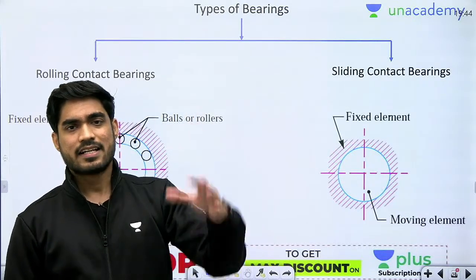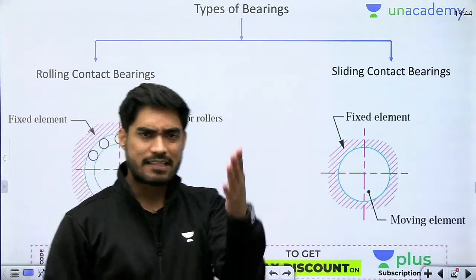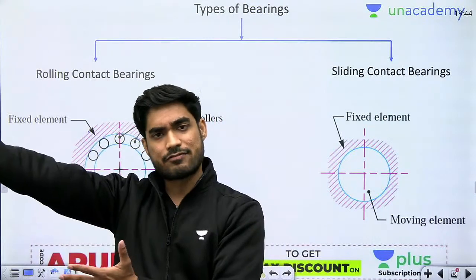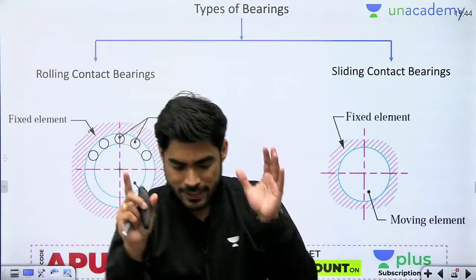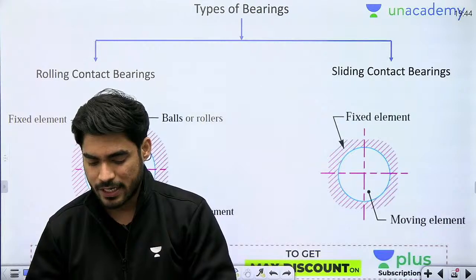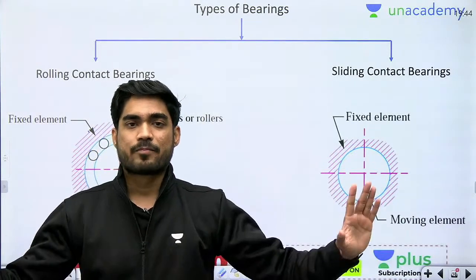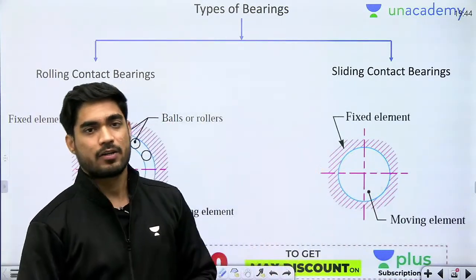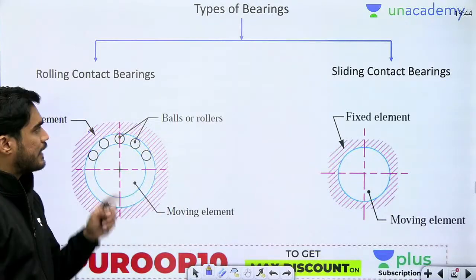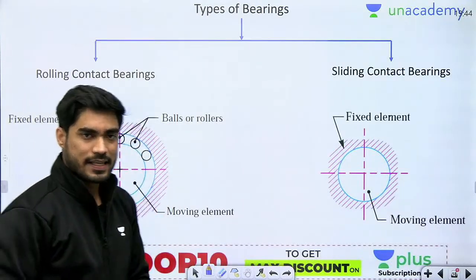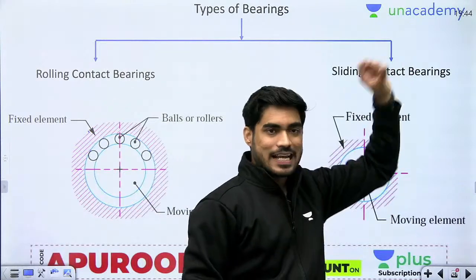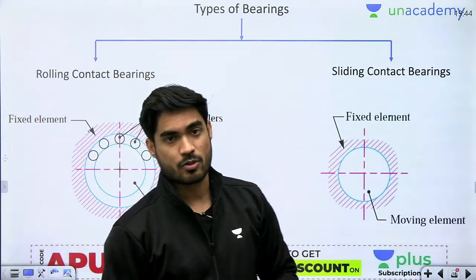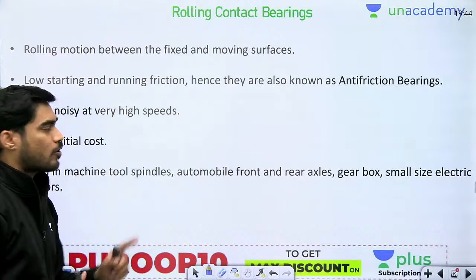So you can say that the chapter of bearings is divided into two parts. There is a separate chapter called rolling contact bearing. There is a separate chapter called sliding contact bearing, and the entire design process is different. Okay, so first we will see the design process of rolling contact bearings, and then we will move on to the design process of sliding contact bearings. So yesterday we started rolling contact bearings.